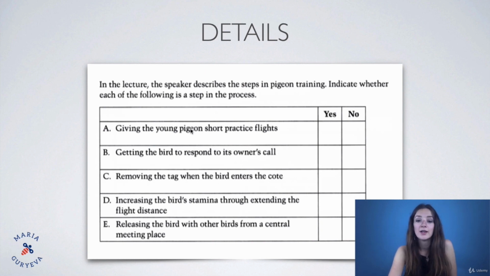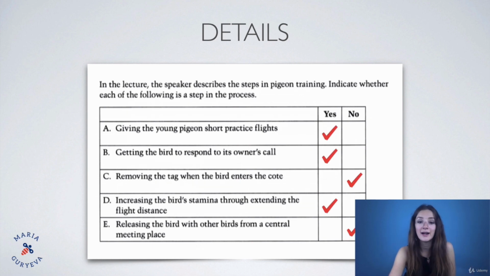Giving the young pigeon short practice flights. Getting the bird to respond to its owner call. Removing the tag when the bird enters the cote. Increasing the bird's stamina by extending the flight distance. Releasing the bird with other birds from a central meeting place. So these are different options, and some of them were steps in the process of pigeon training, and some of them were just details about whatever else, right? They were all in the listening passage, but they weren't the steps in the process of training.